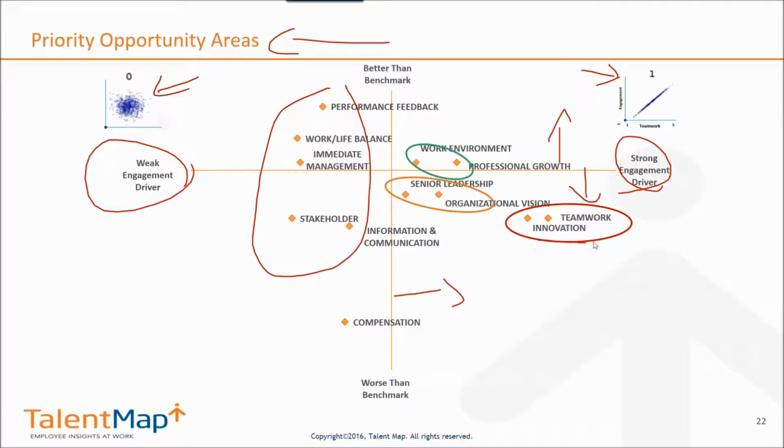So you can see outlined in red here is teamwork and innovation. It's an area that's below the industry average, and it's really important to the employees. It's a strong driver of engagement. Whereas work environment is a little bit above average, and it's a fairly strong driver of engagement. So this organization's doing work environment and professional growth fairly well.